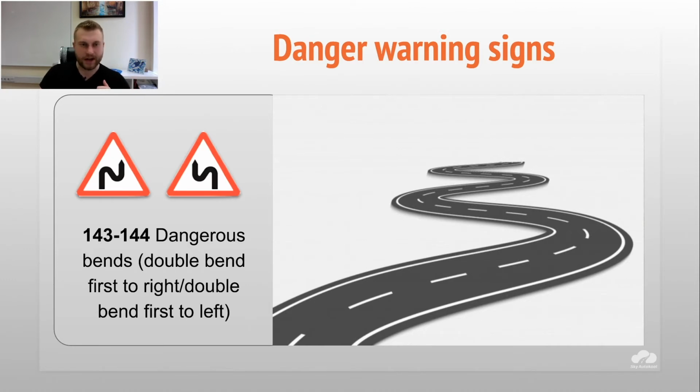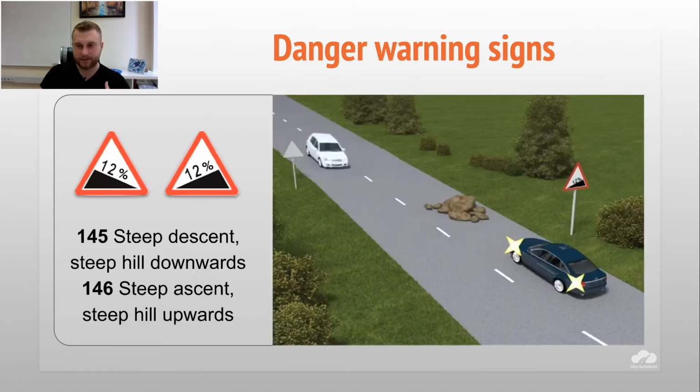So in this case, of course, I have to decelerate in advance. Steep hill downwards and steep hill upwards, you can see. This one, if I read it from left to right, it means it's downhill. The same here. If I read it like I usually read the text from left to right, it means uphill goes up. So for us it's very not clear.